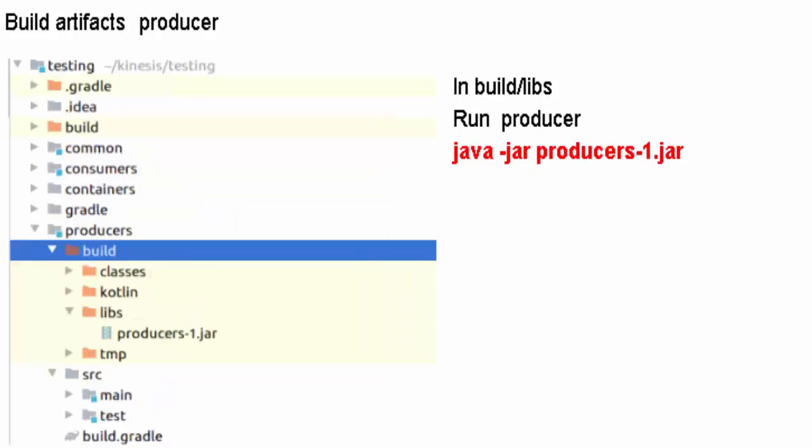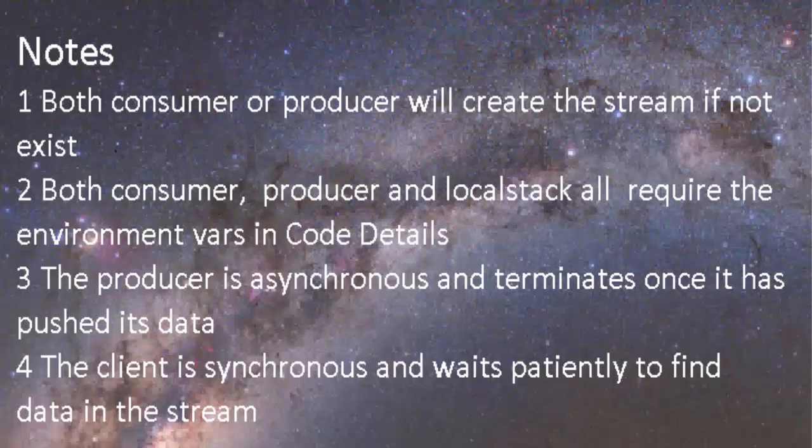Similarly, for the producer, in libs under build, we find producers-1.jar and we run it with the jar command. Again, everything is set up to run in Java 11. Just some final notes before we run the code.